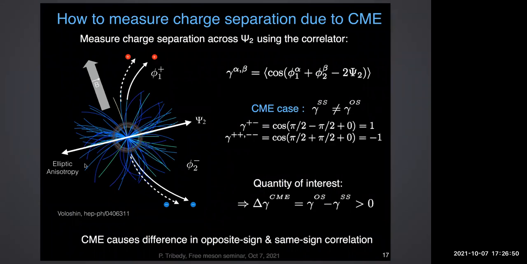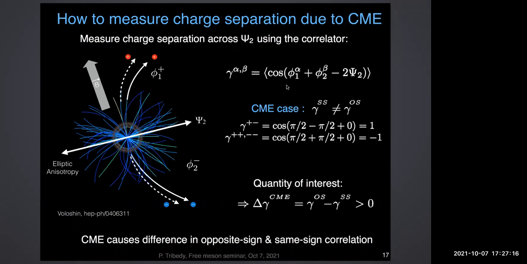Let's say the plane is at 0 angle. Put the positive particle at pi by 2 roughly, and the negative particle at minus pi by 2, and then you get a number 1 for opposite sign. Now you put same particles, plus plus, both of them will be at pi by 2 or minus pi by 2, doesn't matter. You will get a different number, minus 1.